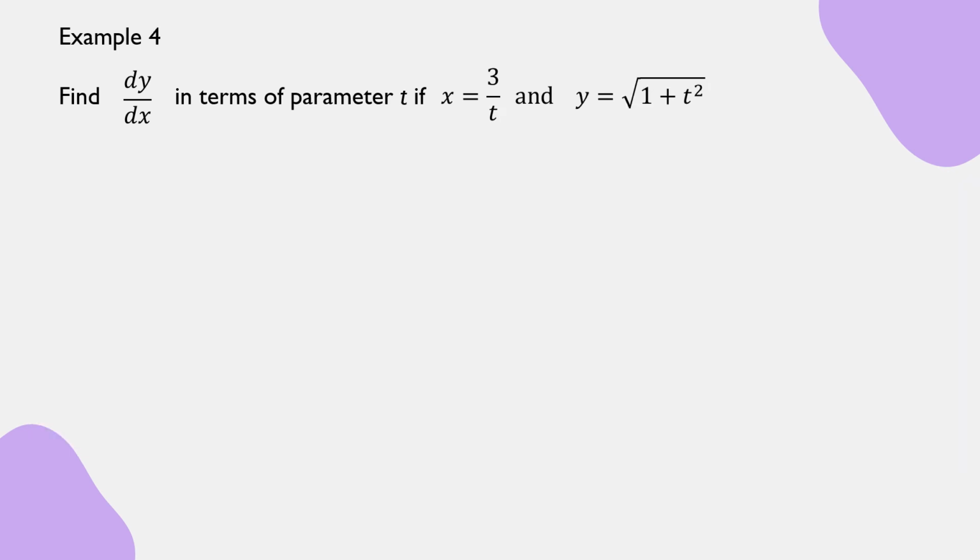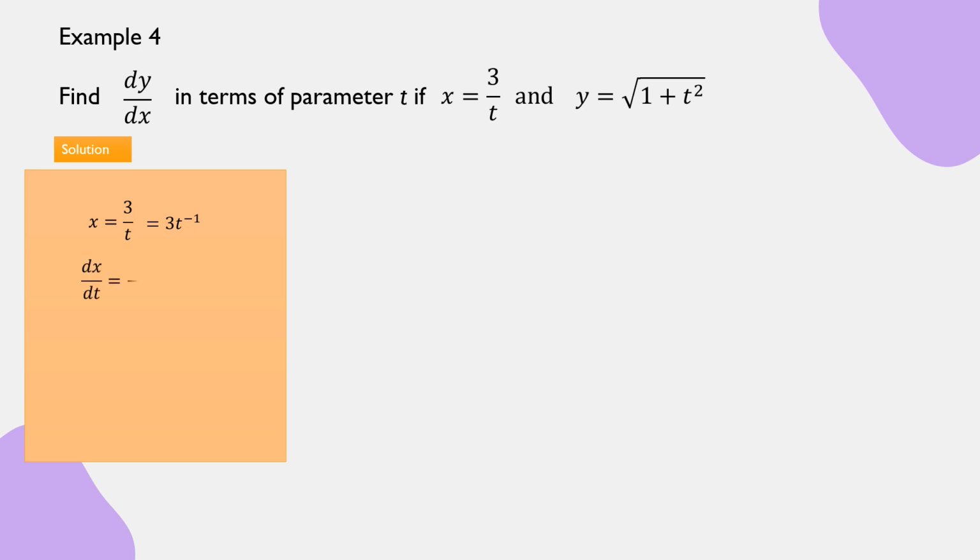Okay, example 4. Find dy/dx in terms of parameter t if x equal to 3 over t and y equal to square root of 1 plus t squared. Okay, x equal to 3 over t, that means we can write as 3t to the power of negative 1. So dx/dt equal to negative 3t to the power of negative 2.